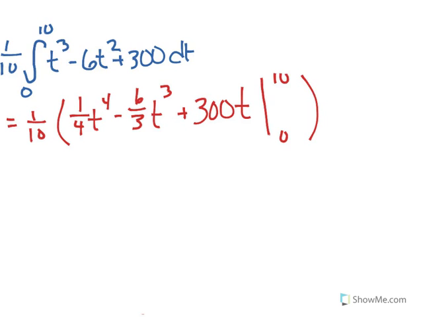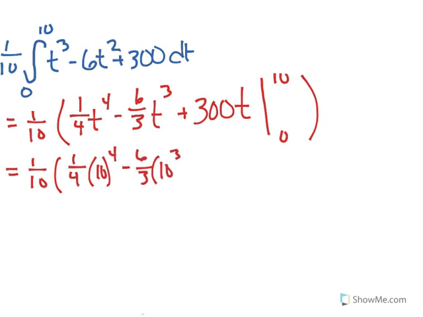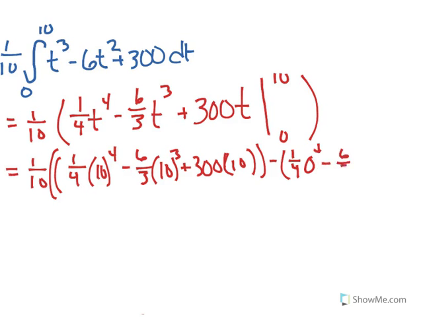Now, you do have to write it all the way out, but you don't have to solve it anywhere from here. I'm going to write out what this answer is going to look like. I'm going to do upper minus lower, 1/10, parentheses 1 over 4, 10 to the fourth, minus 6 over 3, 10 to the third, close that parenthesis, plus 300 times 10. I'm going to close that parenthesis. And I'm going to fill in the 0, minus 1/4, 0 to the fourth, minus 6 over 3, 0 to the 3, plus 300 times 0.